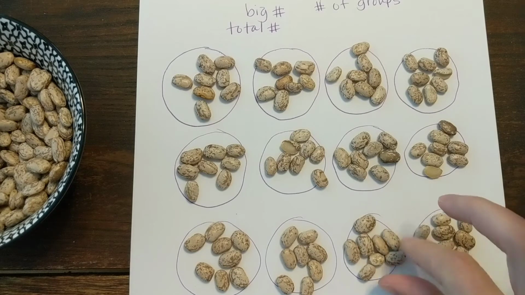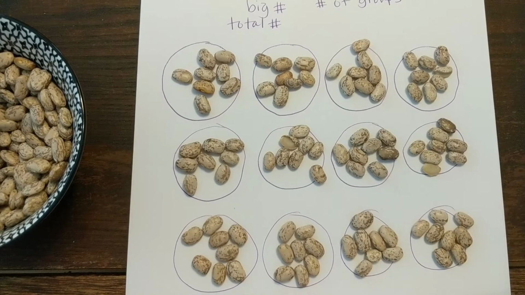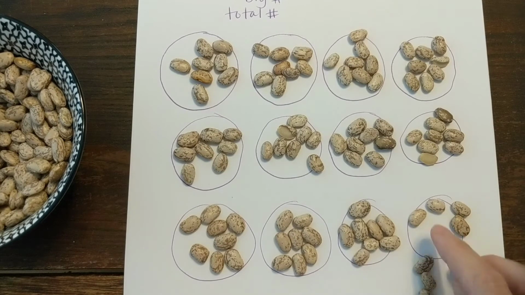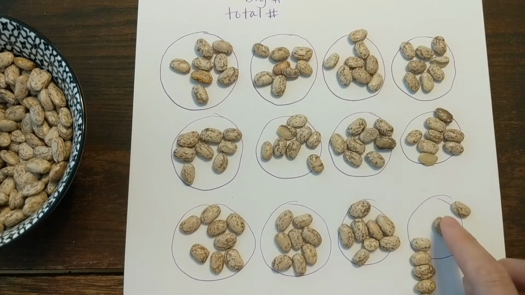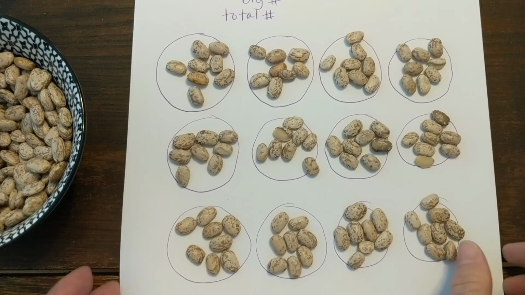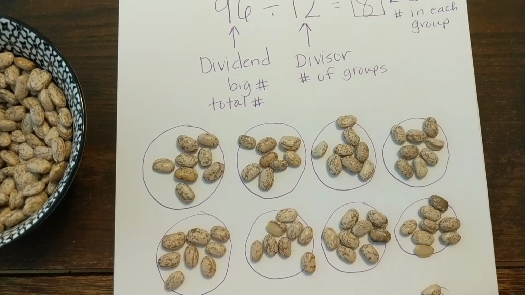So make sure they're in your little circles. And we have 1, 2, let's pull them out. Normally when you're counting, you want to make sure you pull them to the side so that way you don't make a mistake. 1, 2, 3, 4, 5, 6, 7, 8. I have 8 in each group. So when I've partitioned, I can see that 96 divided by 12 is 8.